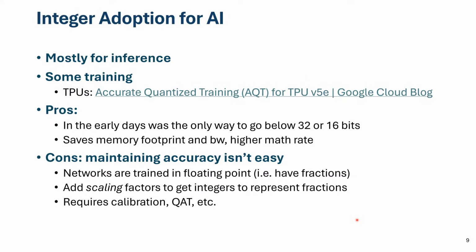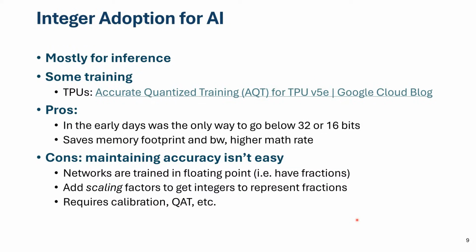The pros of integers for AI is that in the early days, it was really the only way to go below 32 and later 16 bits for your math or representation in memory that was still supported by hardware you could get. Hardware was mostly FP32, and FP64 as well, though not a lot of people used FP64 for neural networks. So it was mostly single precision floats for a long time. Then FP16 started emerging. Later, BF16 came up. But if you wanted to go below those data types, integer was basically the only way to go.